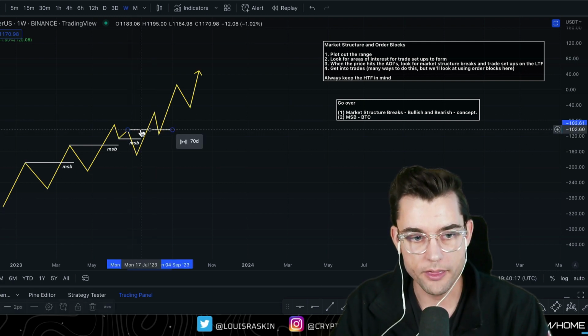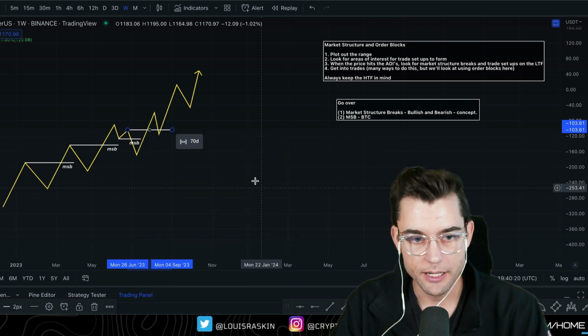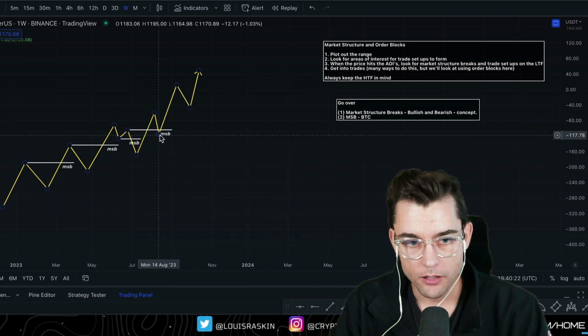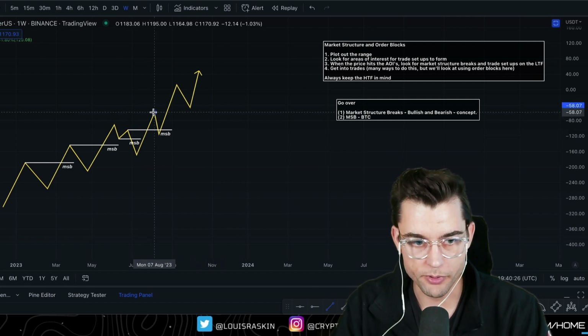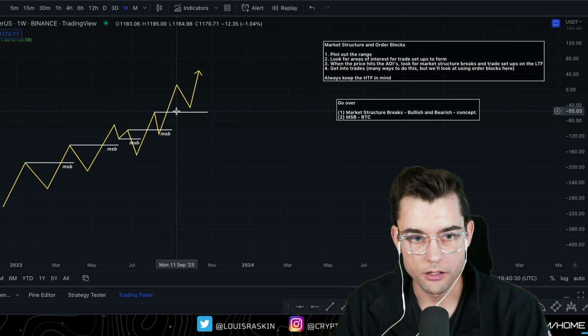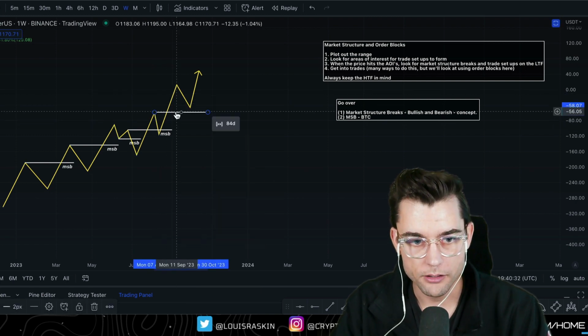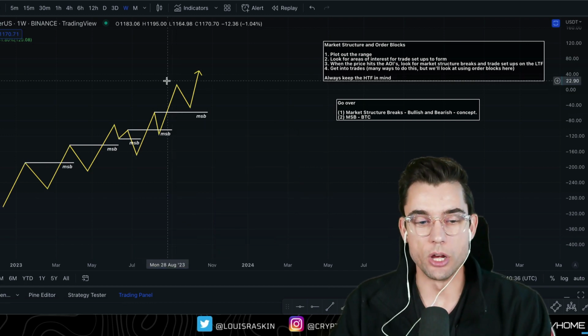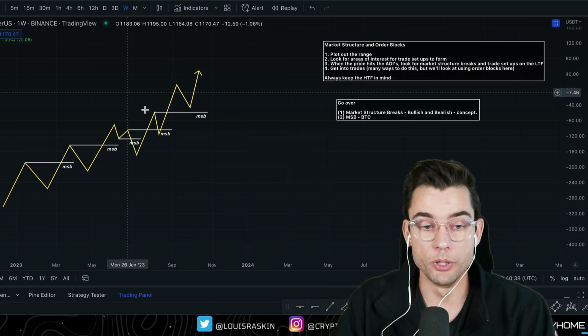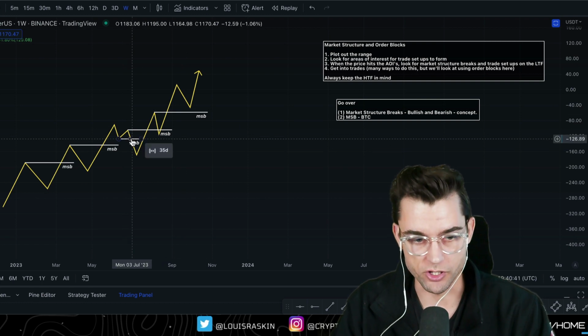So we have this market structure break, and then on this move up, we created another market structure break right here when this higher high was broken, right? Okay. So that's bullish market structure breaks, and then the bearish market structure break right there.